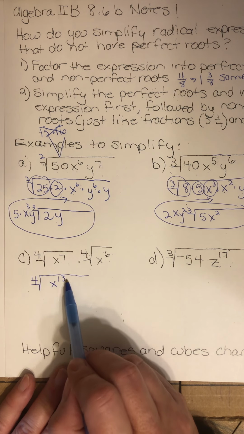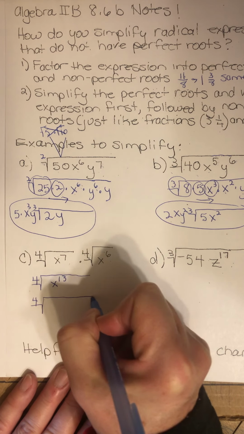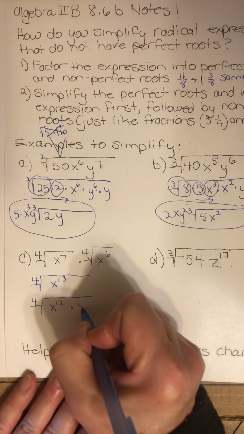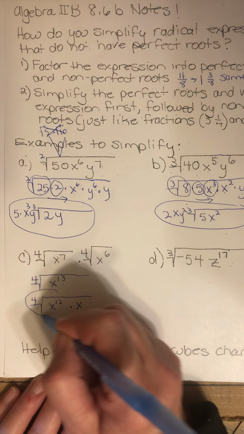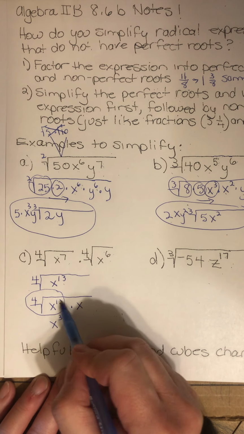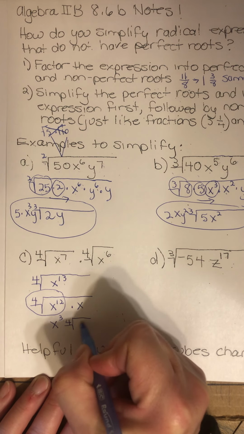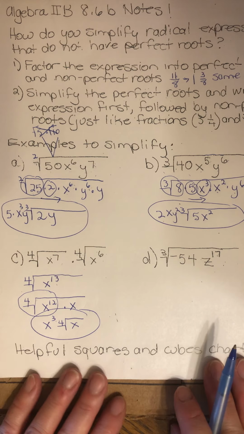Let's go down. How about 12 divided by 4? It sure is. Let's write x to the 13th as x to the 12th times x. Notice it's still x to the 13th, but the 4th root of x to the 12th I can do. That is x cubed. 12 divided by 4 is 3, followed by the 4th root of x I cannot do, and we bring that along.